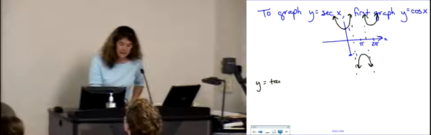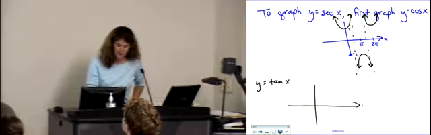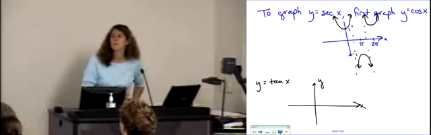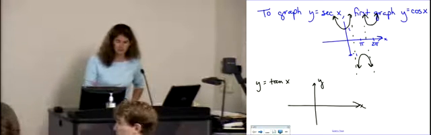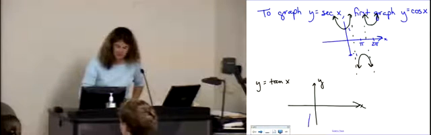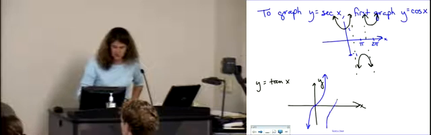Y equals tangent x. Would one of you care to pull that door up back there? It's a little louder than usual today. Thank you. I don't want us to get distracted.